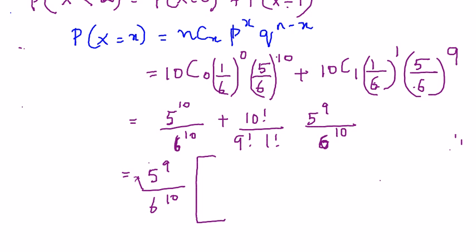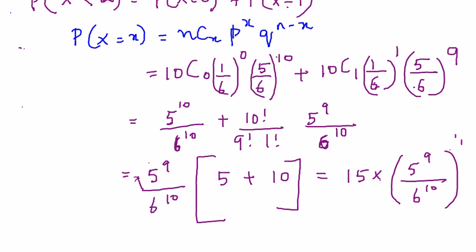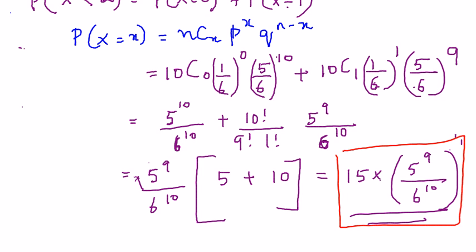So I'll get 5, and here it would be 10 factorial by 9 factorial. When you divide it, you will get the value as 10 because everything else gets cancelled. So the answer would be 15 into 5 power 9 divided by 6 power 10. You can leave it at this. So this is going to be my probability of knocking down less than 2 hurdles, right?